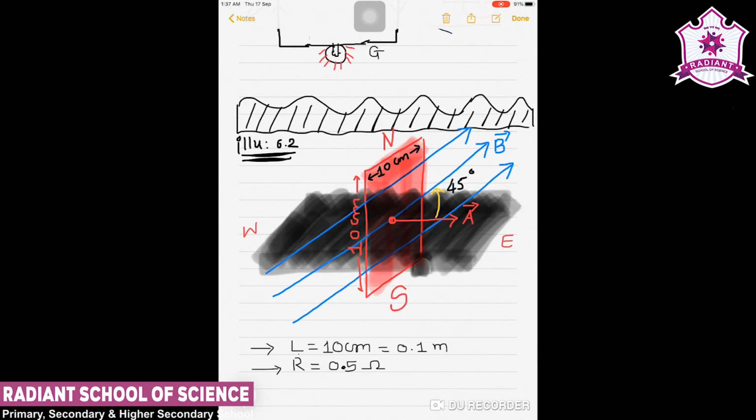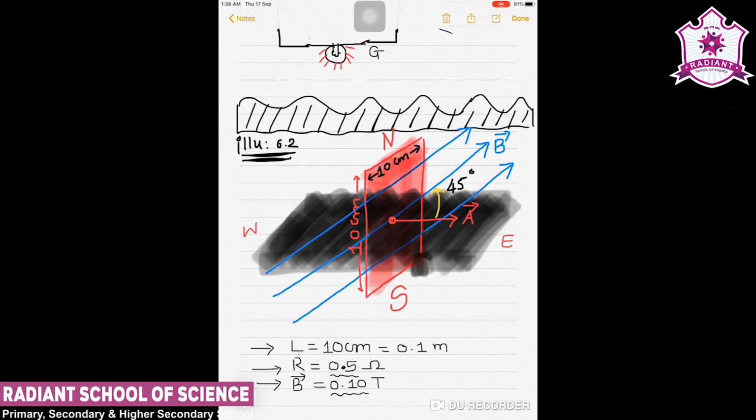Now the given term is a uniform magnetic field of 0.10 Tesla. So the magnetic field is also given, that is 0.10 Tesla. We are provided the magnetic field and its direction, that it is set up across the plane in the northeast direction.